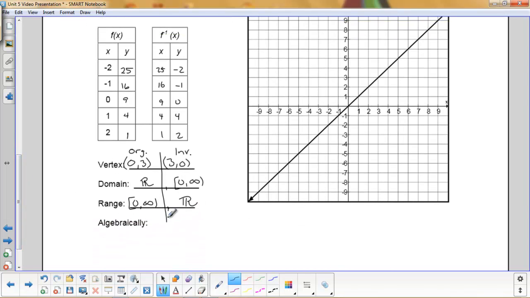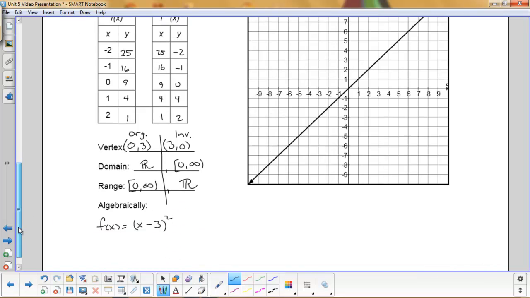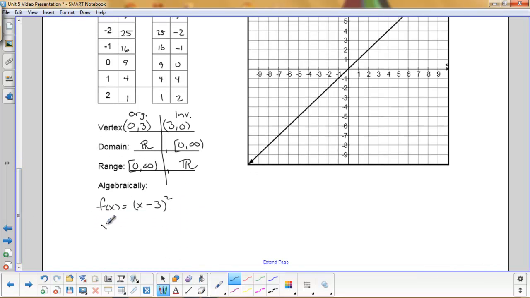All right, so we're going to start with f of x equals x minus 3 squared. I'm going to switch x and y here, and I get x equals y minus 3 squared. Square rooting both sides, I'm going to get plus or minus the square root of x equals y minus 3. Add 3 to both sides.